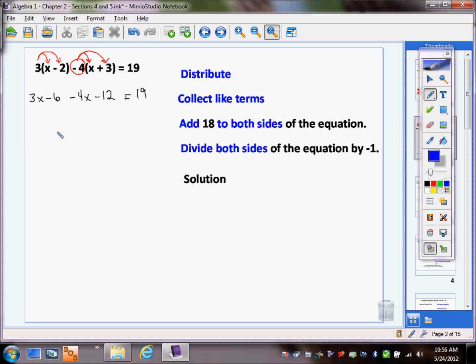I have 2 sets of like terms. I have a 3x and a negative 4x, and a negative 6 and a negative 12. So my 3x and my negative 4x gives me a negative x, and negative 6 and negative 12 is negative 18. I'm going to add 18 to both sides, and I get negative x is equal to 37.